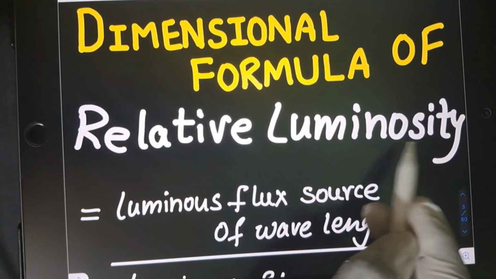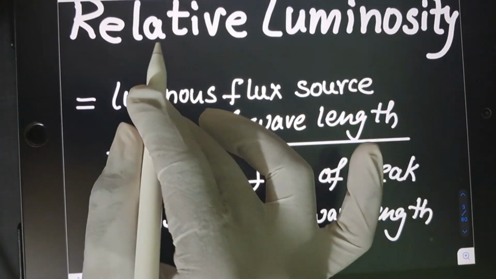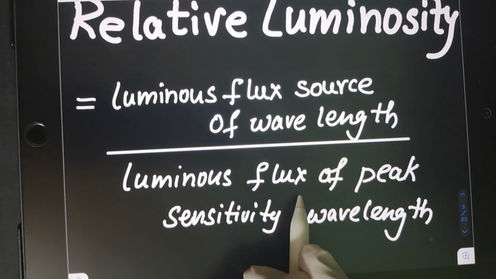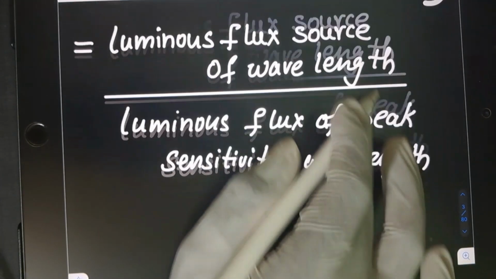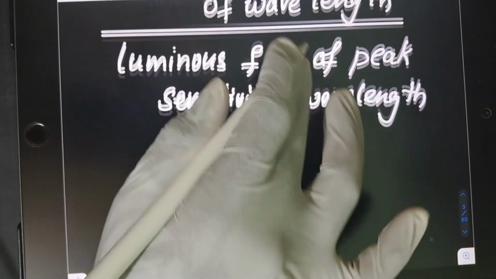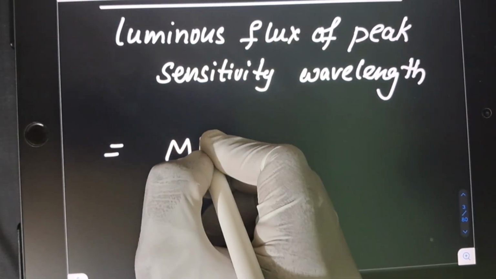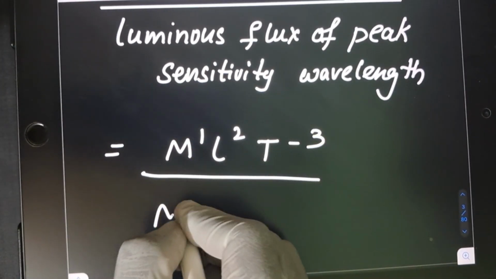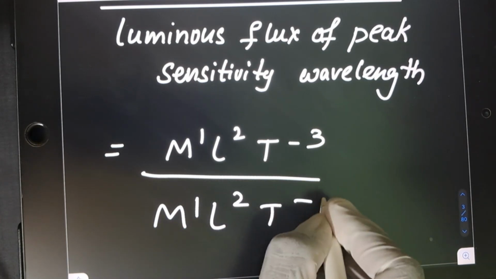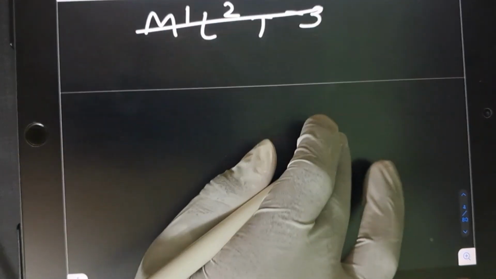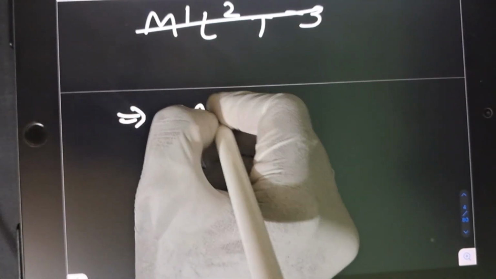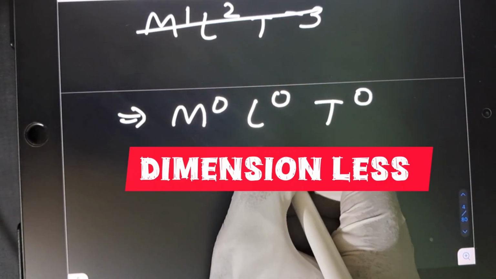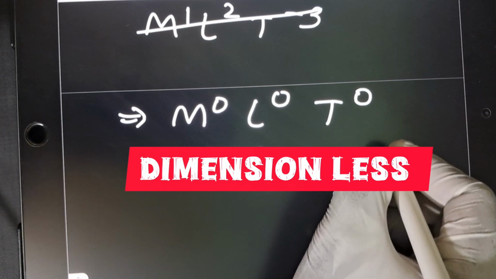To find the dimensional formula of relative luminosity, the formula is luminous flux of source of wavelength by luminous flux of peak sensitive wavelength. It is the same dimensional formula: luminous flux M power 1, L power 2, T power minus 3, by luminous flux of peak sensitive wavelength, the same M power 1, L power 2, T power minus 3. On cancellation, we get M power 0, L power 0, T power 0. It is dimensionless, no dimensions.